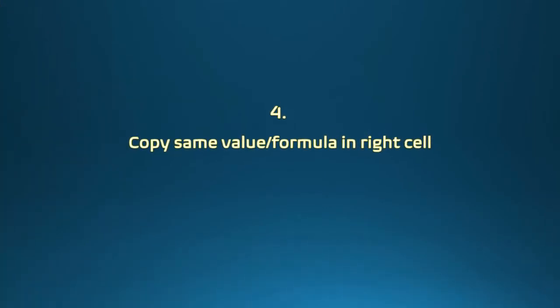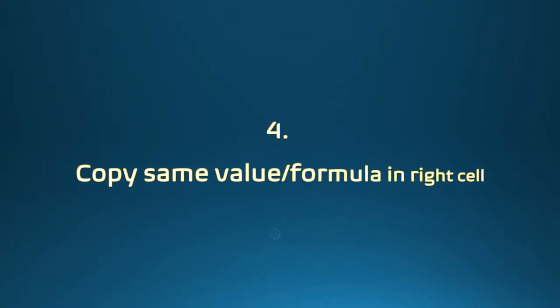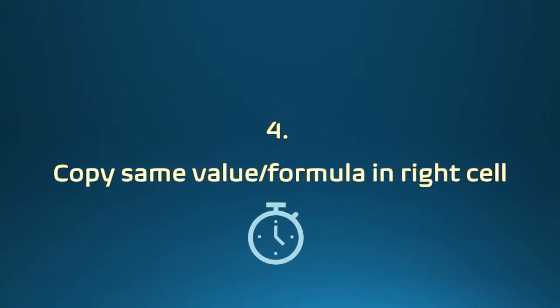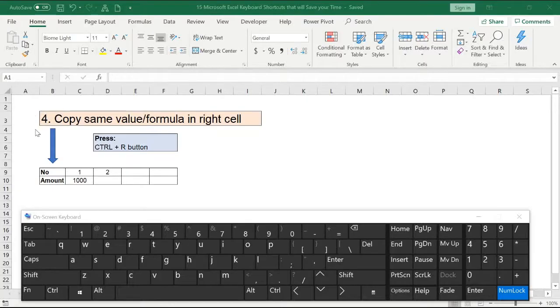The fourth shortcut is similar to the third one. It uses the same logic. It is helpful if we want to copy a value or formula in the right cell, like we used to do for the down cell in the earlier shortcut. So we need to press Ctrl and R button.